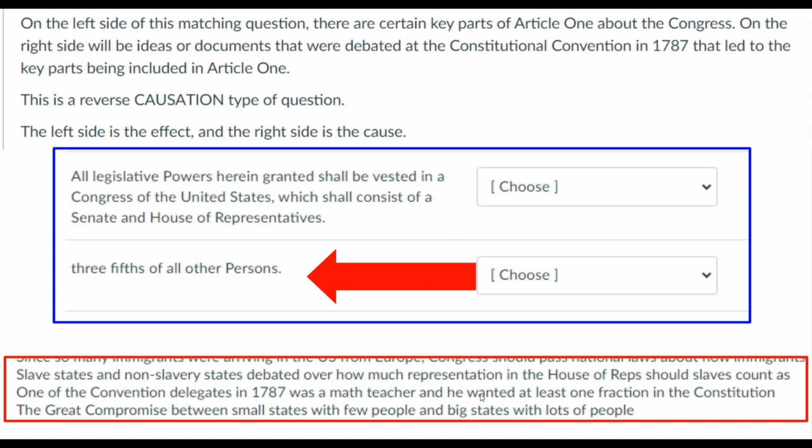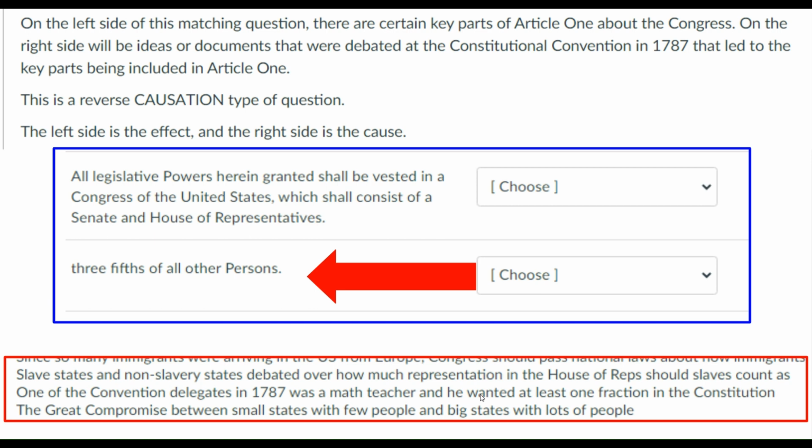Go to the sentence that is underneath the top paragraph. And it says, this is a reverse causation type of question. So instead of the left causing the right, the right causes the left. And that's why we have a backwards arrow. The right causes the left. Let's do the one where the arrow is pointing.